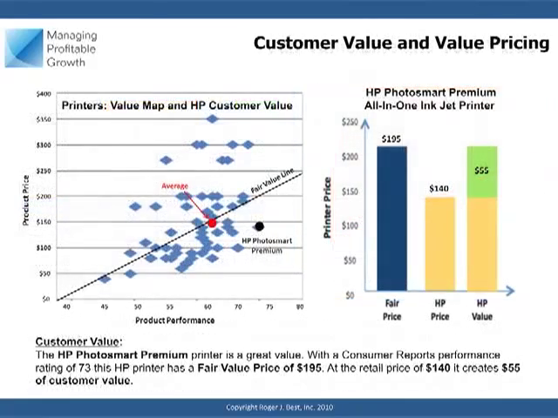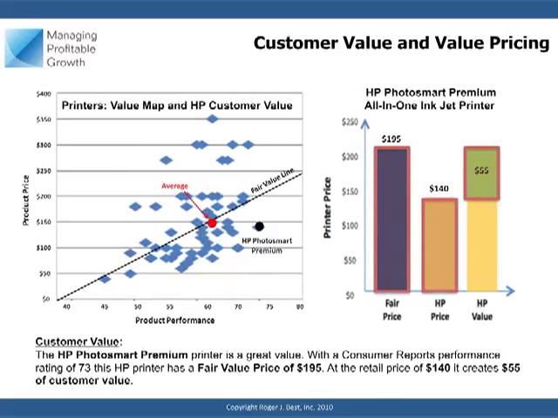While a positive value is important, the next question is, how much is enough? This example shows the price and performance of 60 printers, as reported by Consumer Reports. The HP PhotoSmart creates an impressive value of $55 at a price of $140 and a fair value price of $195. Could HP increase their price and still have an attractive value?